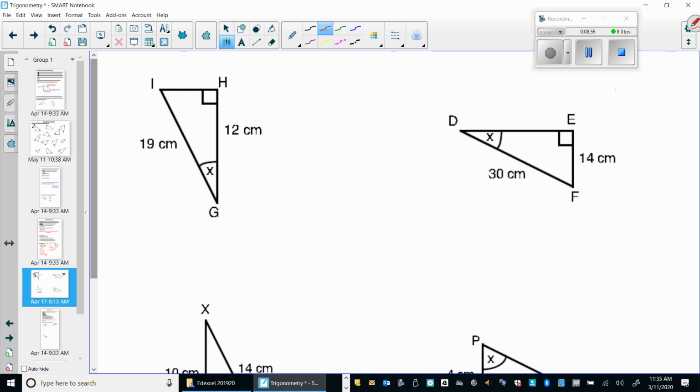Good. Right, so there's a page here, all of finding angles. So I'm going to leave you to do those. I'll wander around.